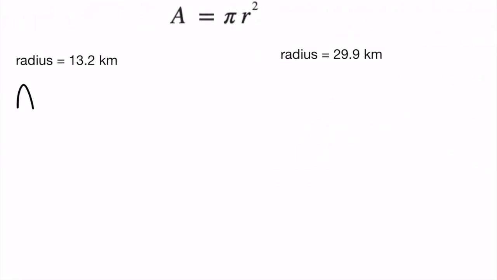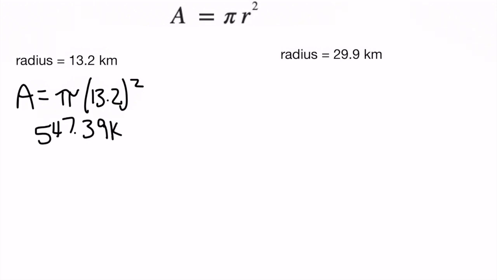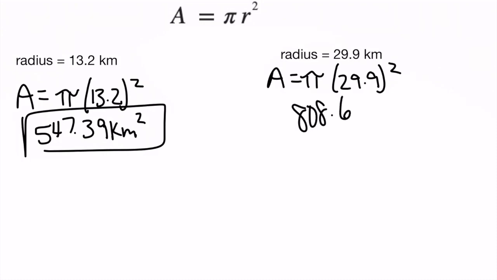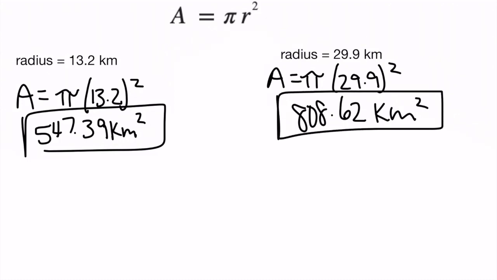So again, area equals pi times 13.2 squared, which is 547.39 kilometers squared. And this one, area equals pi times 29.9 squared, which is 808.62 kilometers squared. And that'll finish us out with area of a circle.